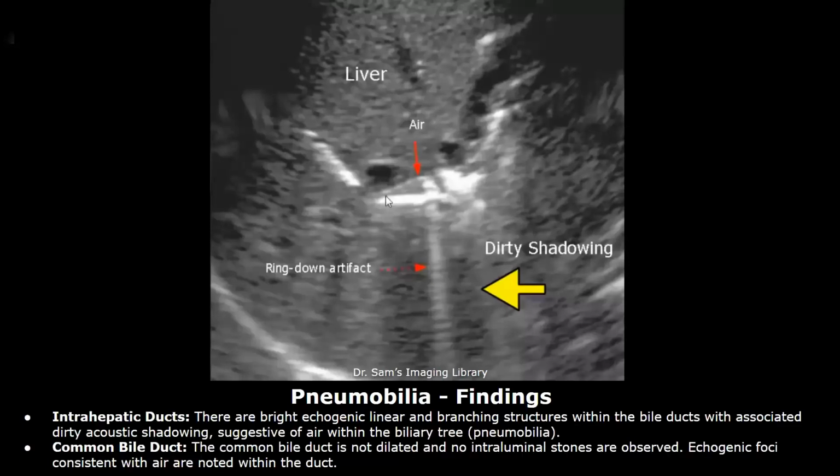Intrahepatic ducts. There are bright echogenic linear and branching structures within the bile ducts with associated dirty acoustic shadowing, suggestive of air within the biliary tree, that is, pneumobilia. The common bile duct is not dilated and no intraluminal stones are observed. Echogenic foci consistent with air are noted within the duct.